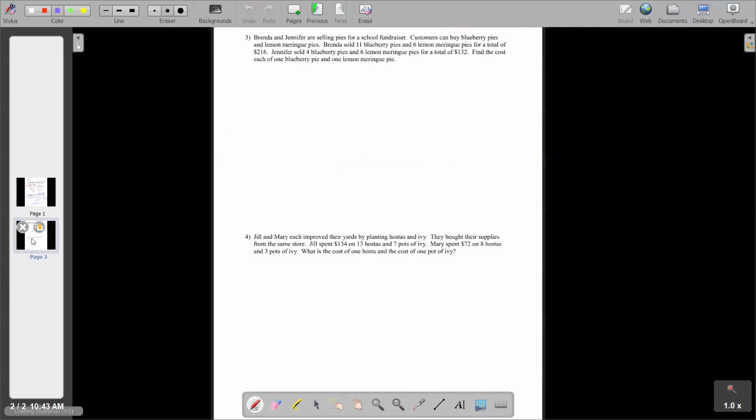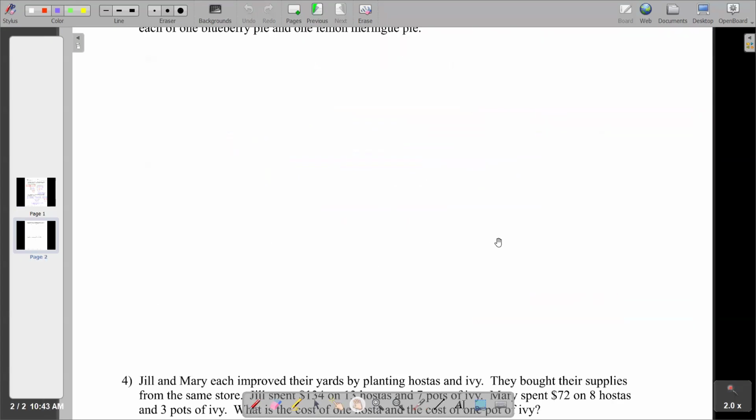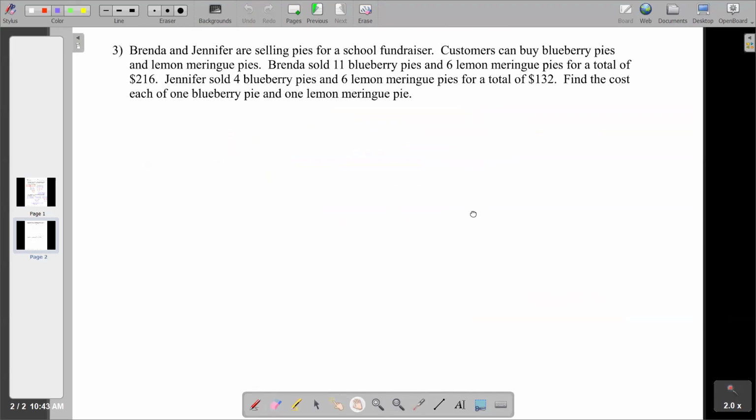Turn your notes page over. Example 3. Real quick, give it a good skimming. What are we trying to figure out? Yeah, they're selling some pies, and we just want to know like how much did a blueberry pie cost and how much did a lemon meringue pie cost? I would dare you to tell me how this is really all that different from the ticket sales. It's not. An adult ticket is like a blueberry pie, and a student ticket's like a lemon meringue pie.